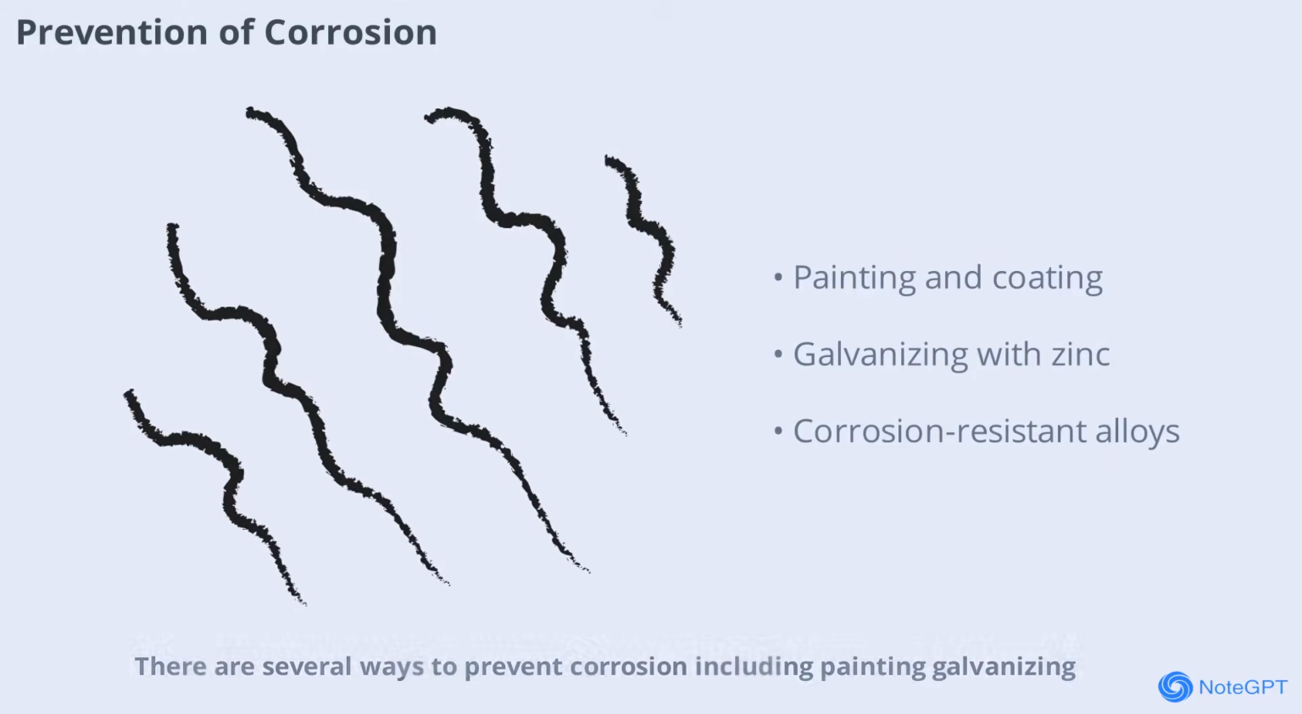There are several ways to prevent corrosion, including painting, galvanizing, alloying, and using protective coatings. Galvanizing involves coating iron with a layer of zinc, which prevents rusting. Regular maintenance and the use of corrosion-resistant alloys also help protect metals from environmental damage, ensuring their longevity and reliability.